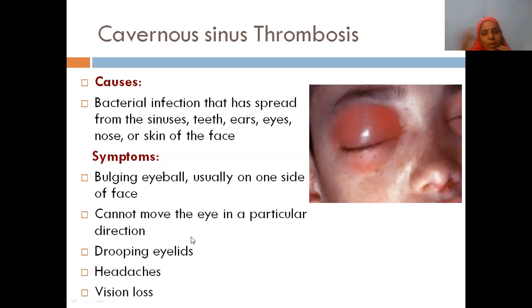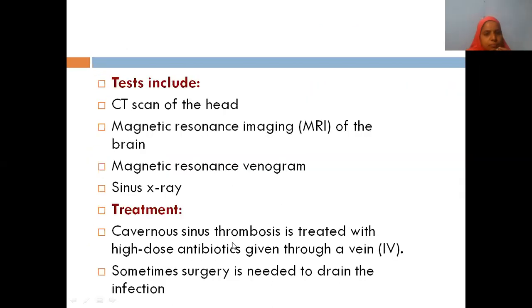Usually the person will have a very painful eye, and will not be able to move it. Ptosis will develop, that is the drooping of eyelids, along with headache. Sometimes if the optic nerve is damaged due to compression pressure, there may be vision loss also.